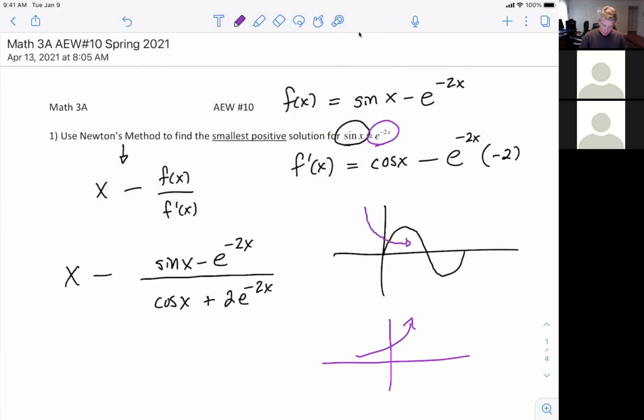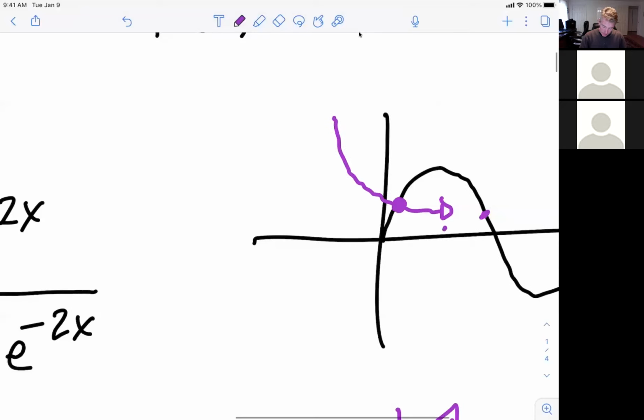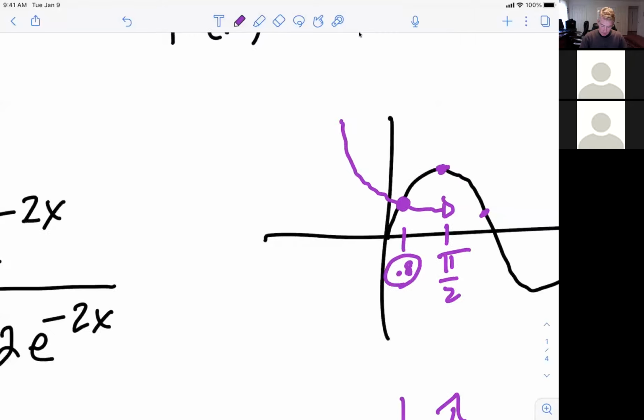And then my question was, find the smallest positive solution. So they might intersect for a second time over here, but it looks like the smallest solution would be right here. And I know that this is pi over 2 when sine gets to be equal to 1. So pi over 2 is 1.57. So I would guess that this is something like, I don't know, a 0.8. So I'm going to use 0.8 as my first guess.